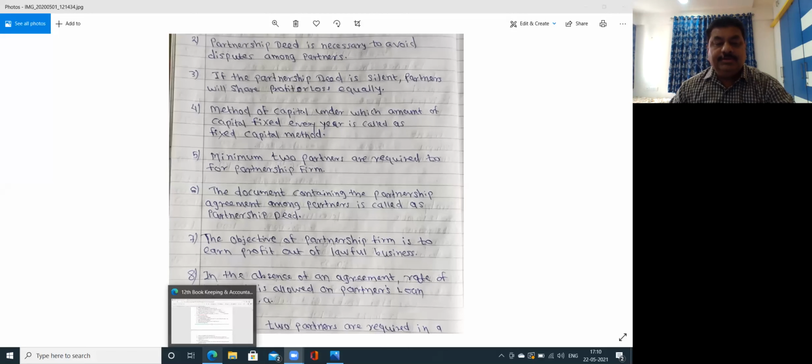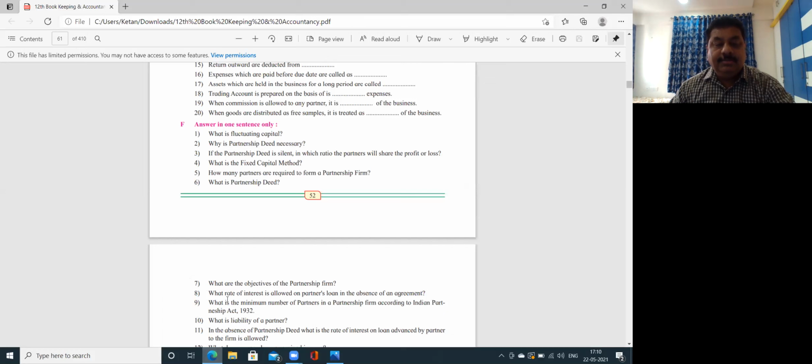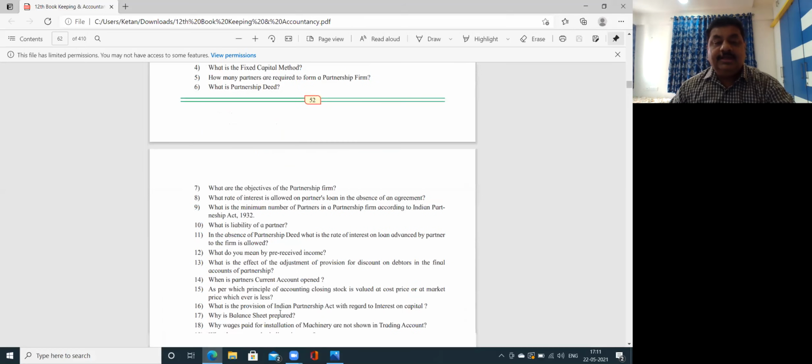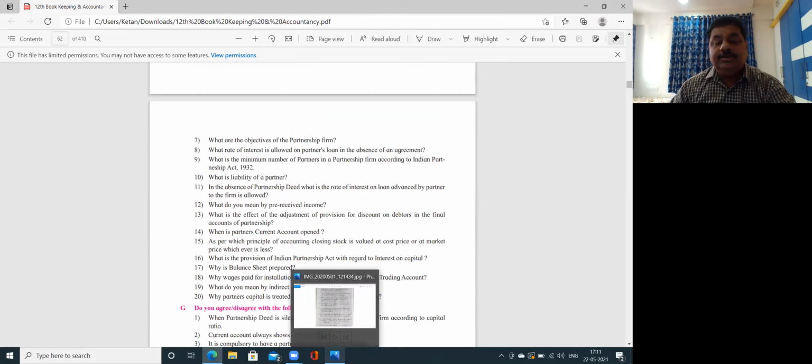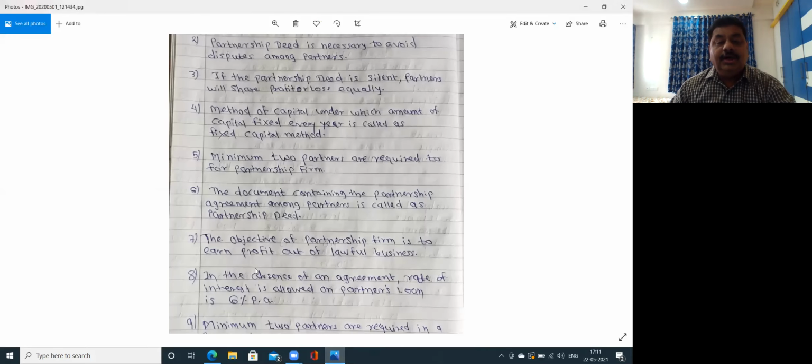Now the next question. Number 8. What rate of interest is allowed on partner's loan in the absence of partnership agreement? So when there is no agreement, what is the rate of interest allowed according to the Partnership Act 1932? The answer: in the absence of an agreement, the rate of interest allowed on partner's loan is 6% per annum.